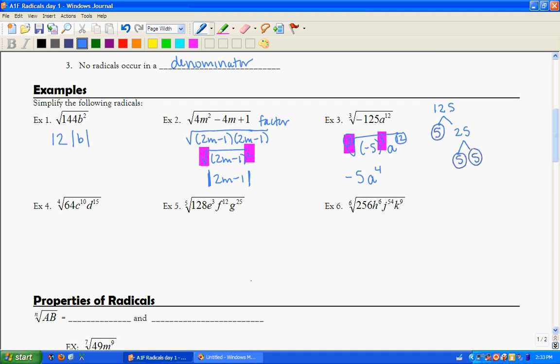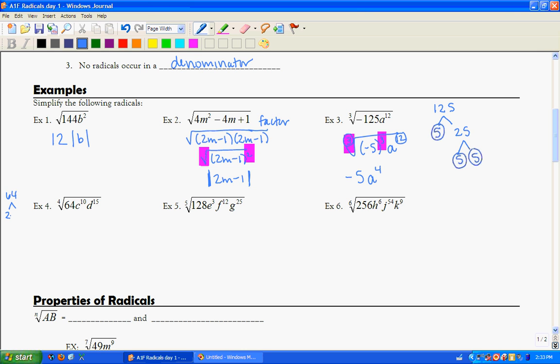Our next set of examples here are a little bit more complicated. Again, if you're not sure what to do with the number, for example 4, we have the 4th root of 64, c to the 10th, d to the 15th. We could do our factor tree for 64.